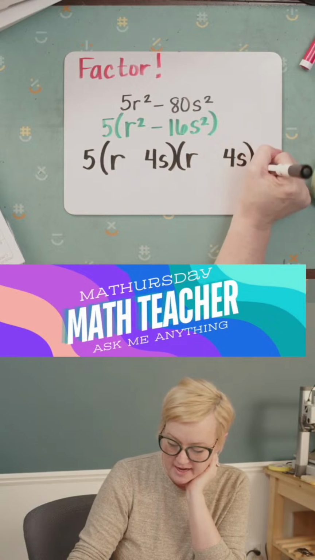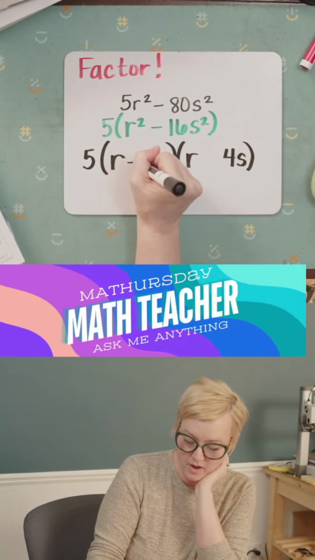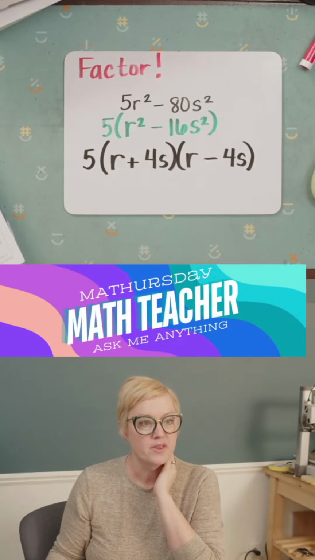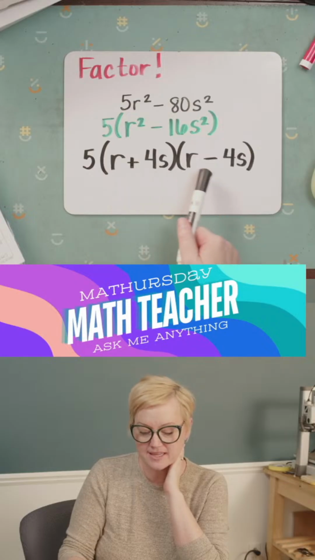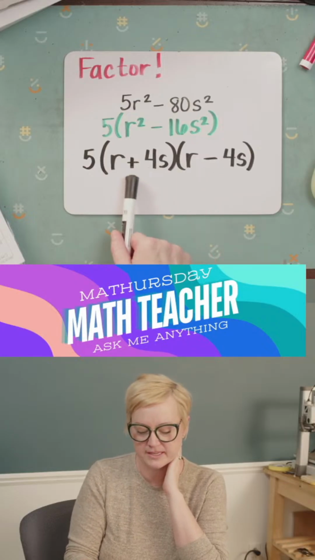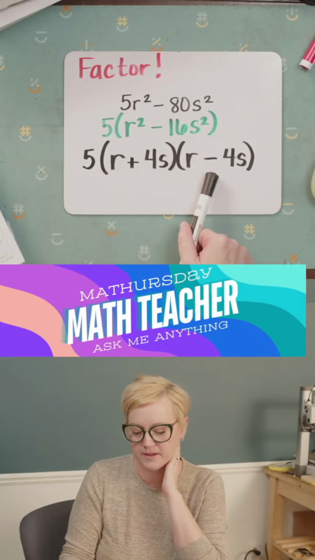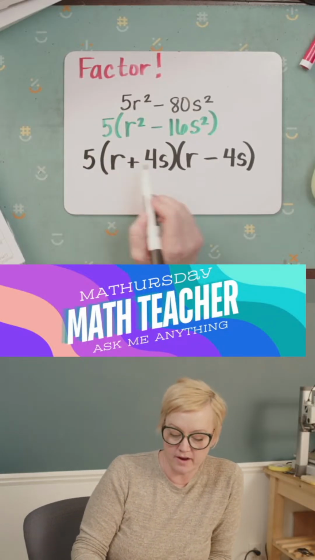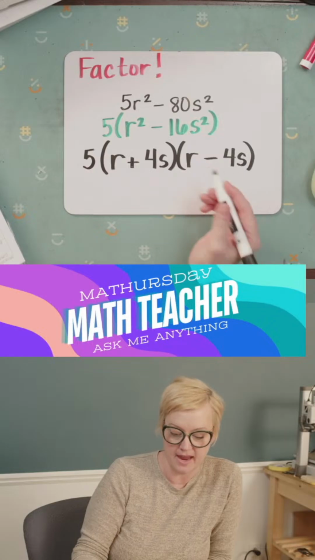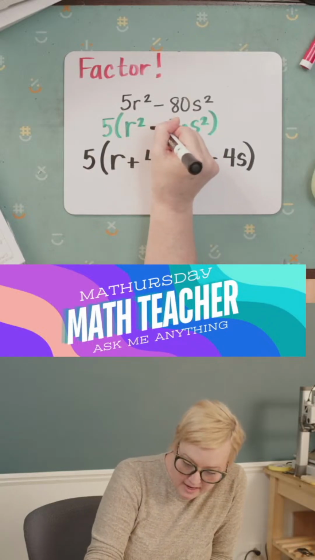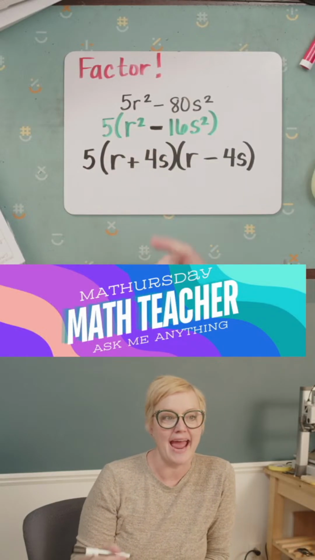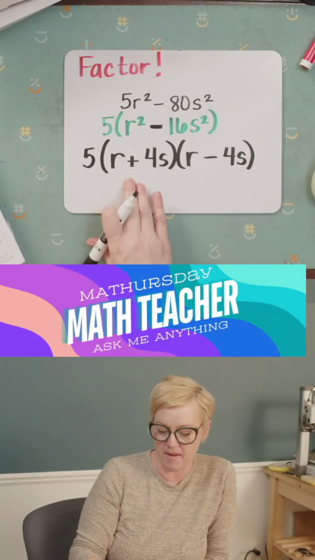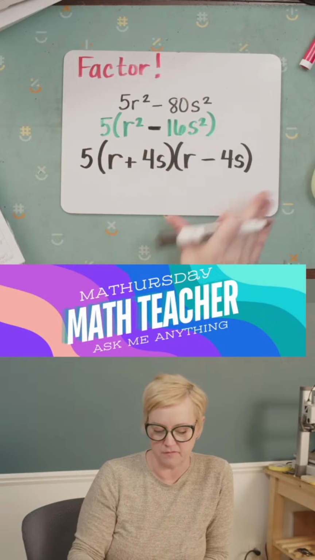Now what's going to happen is I'm going to make one plus and one minus. With the plus and the minus, it doesn't matter the order. This could be r minus 4s and r plus 4s. The main thing you're looking for is that one of these has to be positive and one has to be negative. This right here has to be a negative, a subtraction. It can be minus and then plus, it doesn't make a difference.